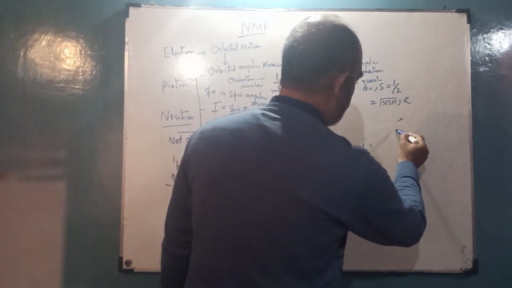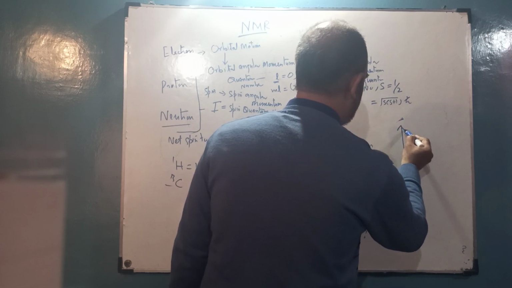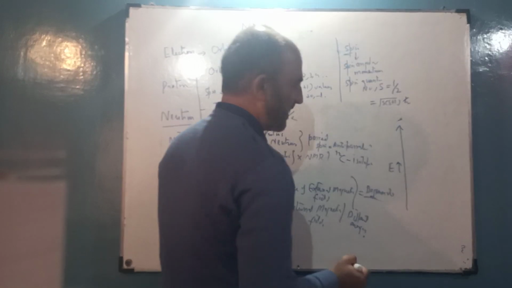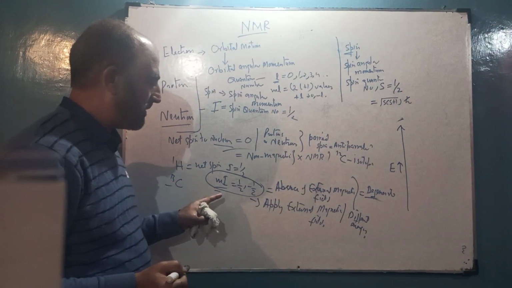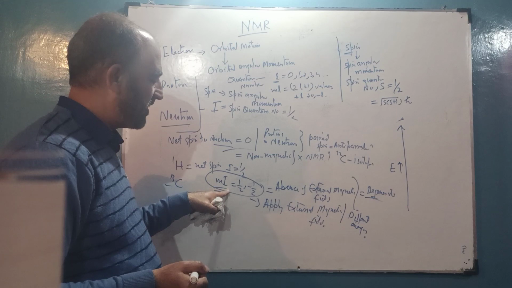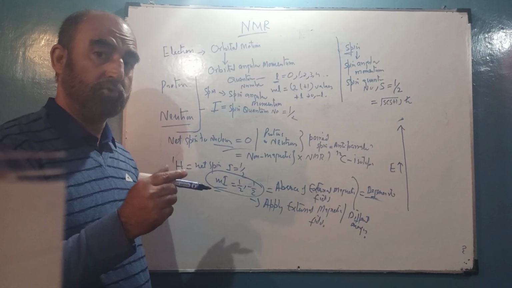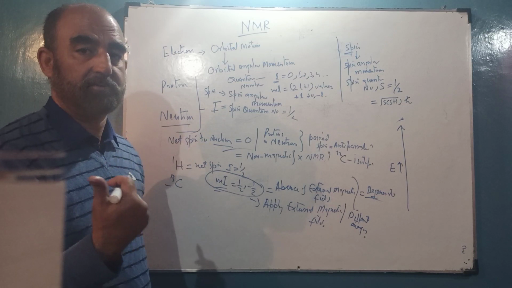On an energy level diagram, if I show an arbitrary energy level diagram, energy is increasing in this way. Now, when there is no external applied field for a proton nucleus, the Mi value is plus 1/2 or minus 1/2. So they designate two spin states. They designate two orientations of the spin angular momentum vector.